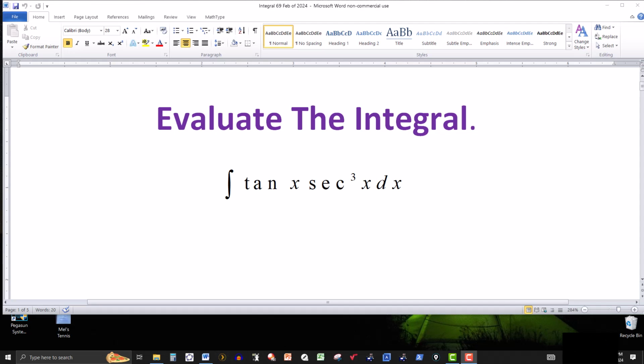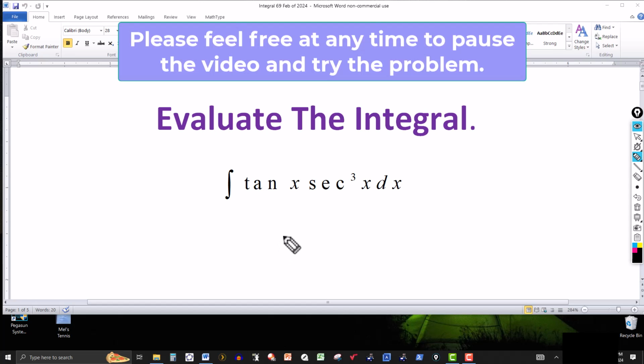In this video, we have the integral of tangent of x multiplied by secant cubed of x dx. And we're going to look at two methods to do this integral here. They'll both be u-substitutions, just a slight difference.